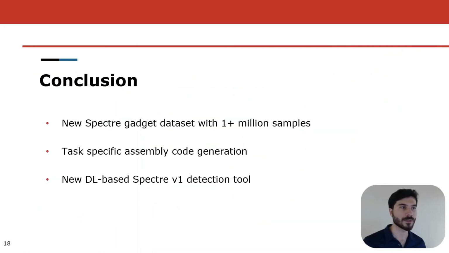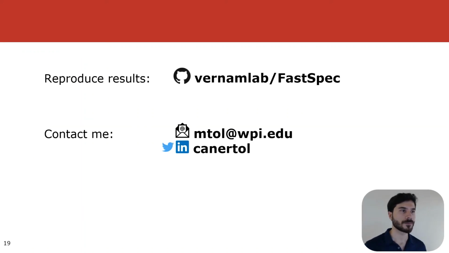In conclusion, we generated a Spectre gadget dataset. We introduced a generative adversarial network for task-specific assembly code generation. And finally, we proposed a deep learning-based detection tool against the Spectre variant 1 attack. You can find our dataset and all the code in our GitHub repository.